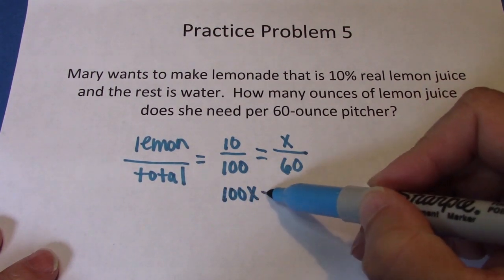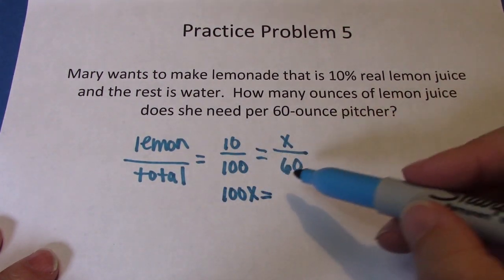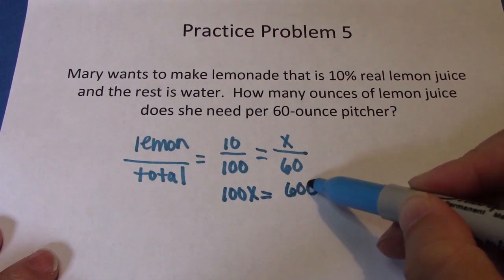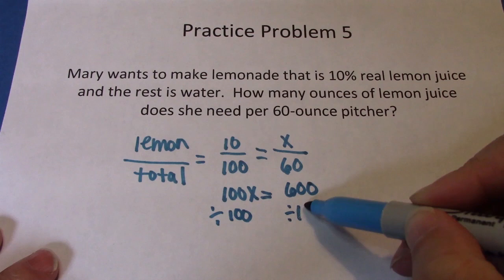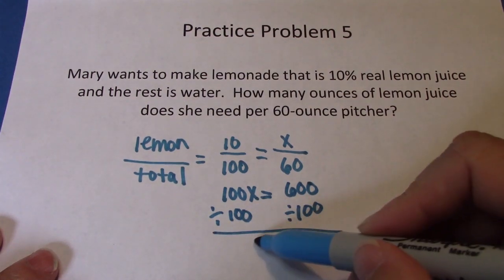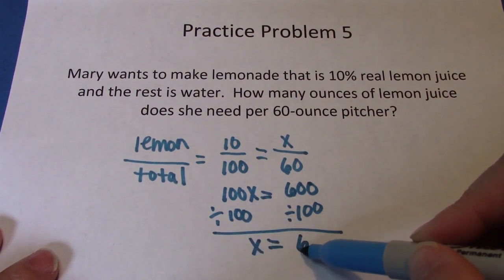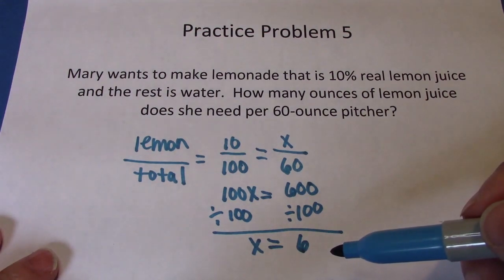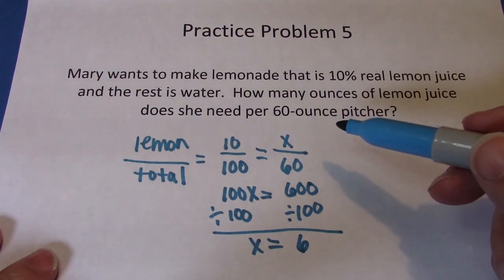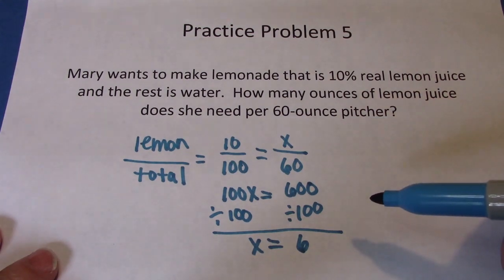100x goes in this direction, and in this direction 10 times 60 is 600. So divide by 100, since that is what x is being multiplied by. We get x equals 6. So Mary needs 6 ounces of real lemon juice in her 60-ounce pitcher to be 10%.